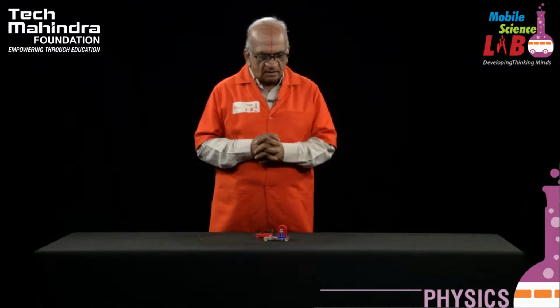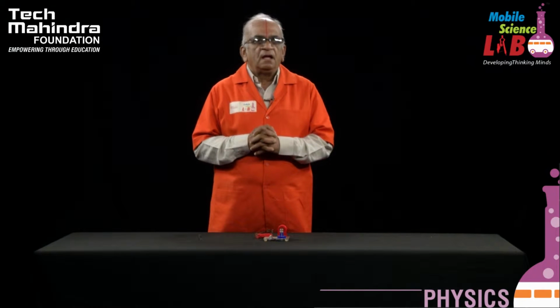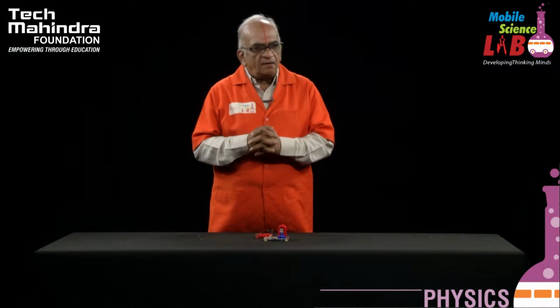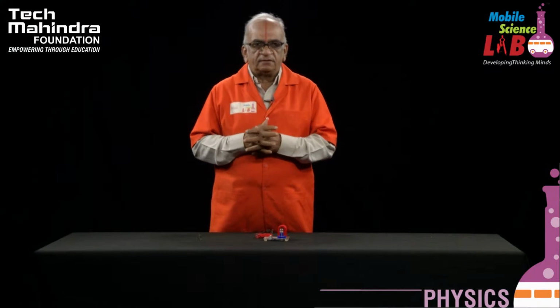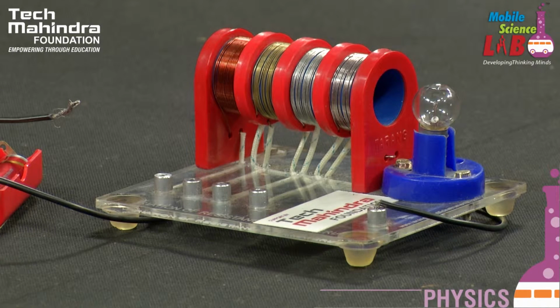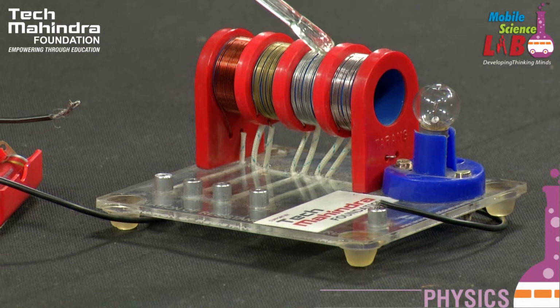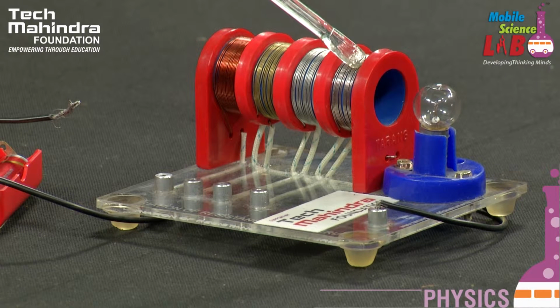In this particular class, let us see the behavior of the current flowing in different materials. Here we have taken 4 materials. This is the copper coil, which we have wound in the form of a coil. This is the brass wire, aluminum wire and nichrome wire.